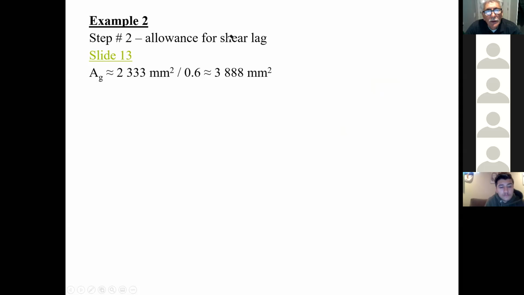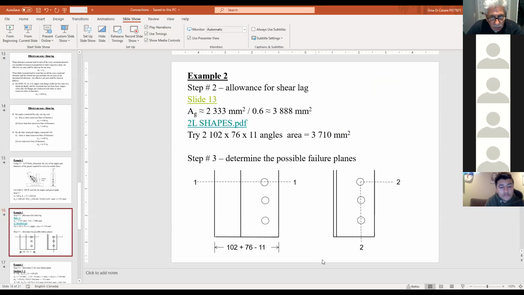Now, this is the first time you guys are going to see these tables, and unfortunately, even if I press on the hyperlink, you won't see the table, so I'm going to have to exit here and share screen with you. We're looking for something that's got at least 3,880 square millimeters.